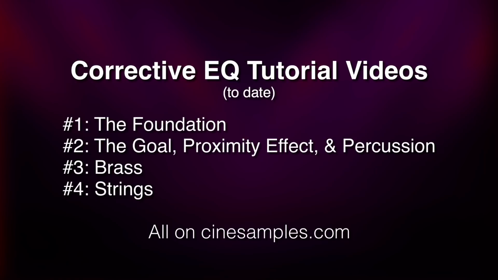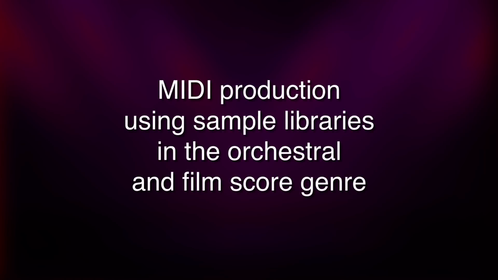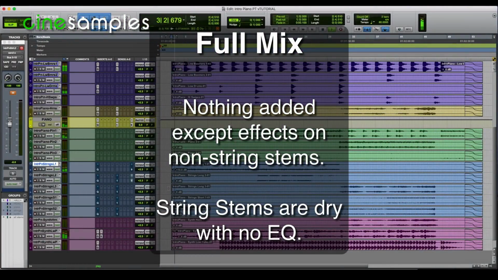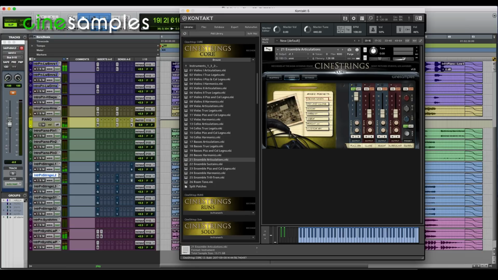Keep in mind, in this video, I'm focusing on Corrective EQ within one particular mixing situation, MIDI production using sample libraries in the orchestral and film score genre. I'm going to open a session that already has EQ applied to non-string tracks. We'll listen to the stem playback with no added EQ or effects on the string stems. These string samples originate from Cinestrings Core.